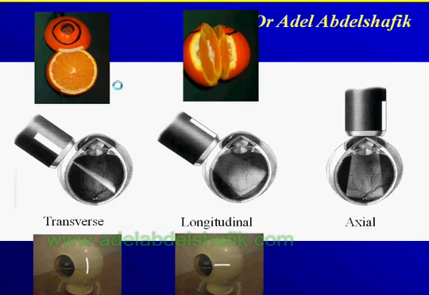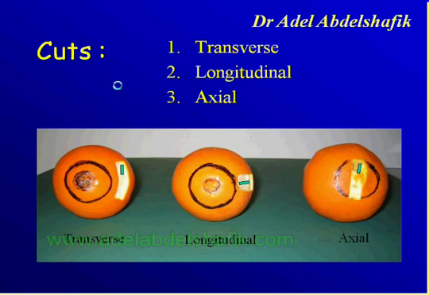So we have transverse section, longitudinal section, and axial section through the cornea. Transverse, avoiding the lens, but we are tangential to the limbus. Longitudinal, avoiding the lens, but we are perpendicular to the limbus. Axial, we are through the lens.